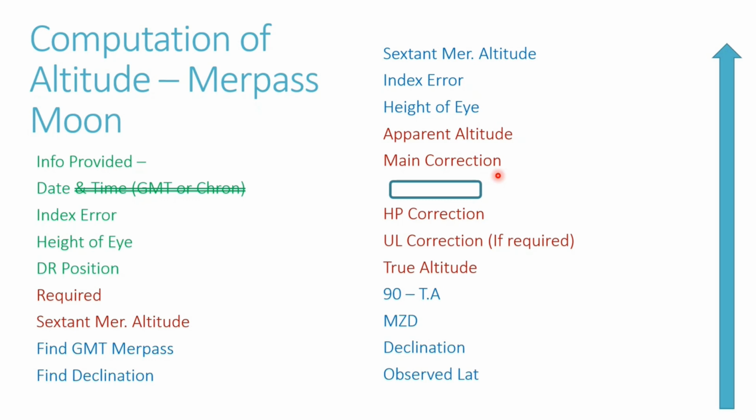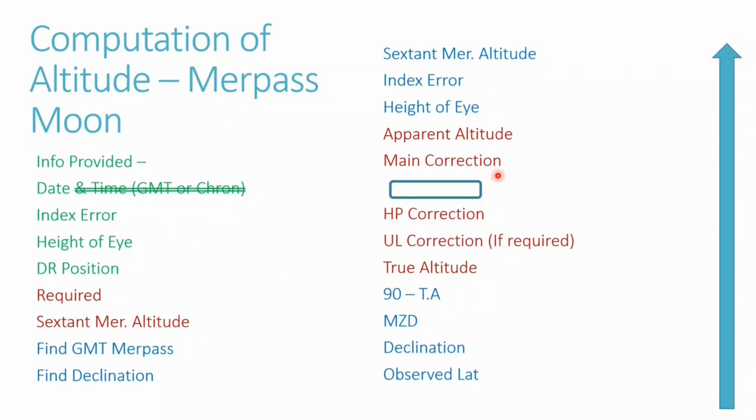Why is there an error in the moon? There was no error in the case of sun, star and planet. The reason is that for sun, star and planet, the value of total correction changes very slowly. For a big range of apparent altitude, the total correction is almost the same. Whereas in the case of the moon, it is not so. With even a slight change in the apparent altitude, the main correction of the moon changes. So we cannot use the uncorrected altitude to enter into the main correction table.